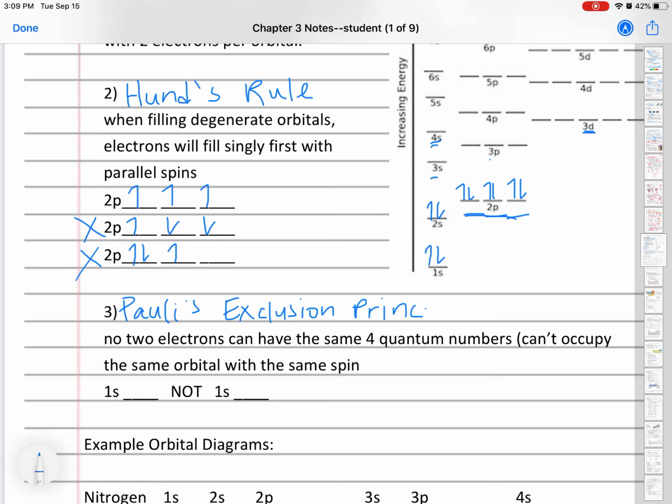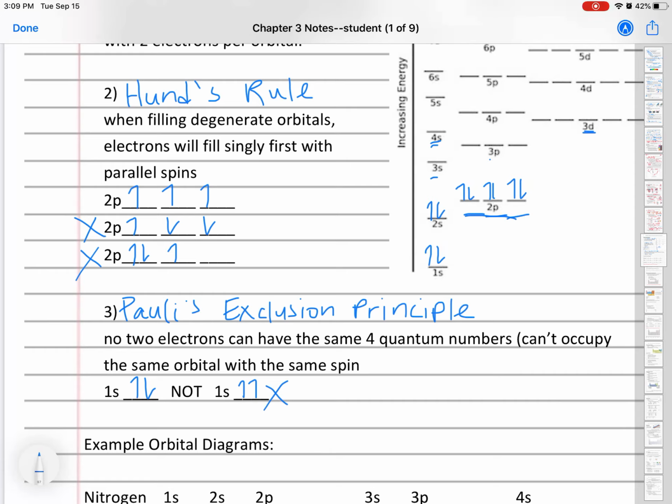And Pauli's exclusion principle says that no two electrons can have the same four quantum numbers. In other words, they can't occupy the same orbital with the same spin. So you can have this, two electrons in an orbital with opposite spins, but you can't have this, okay? So that is a no-no.